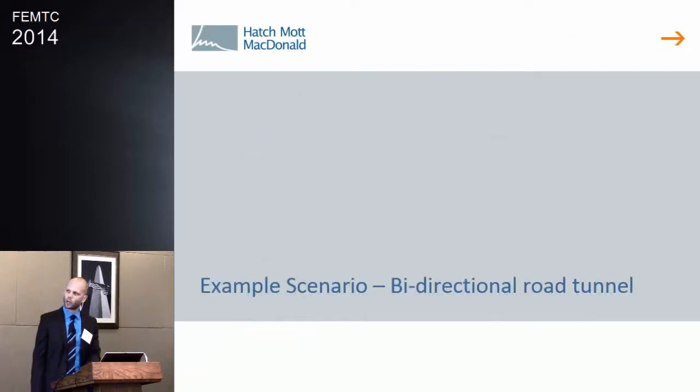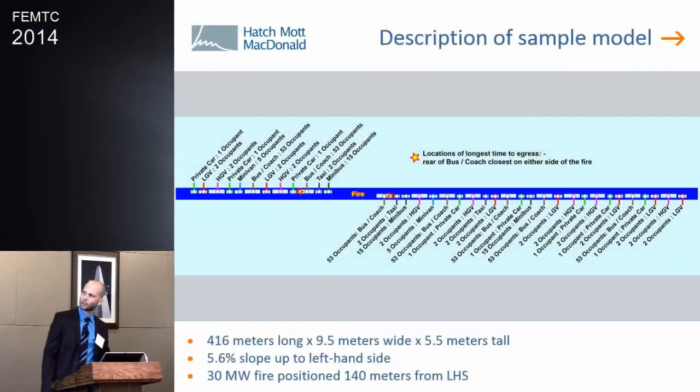So the example that I'm working with is a bi-directional road tunnel, as you can tell from my strong accent. Although I work in the New York office, I'm actually from the UK, so the cars are driving on the correct side of the road in this tunnel. And we can see the tunnel is 416 metres long, 9.5 metres wide, 5.5 metres tall.